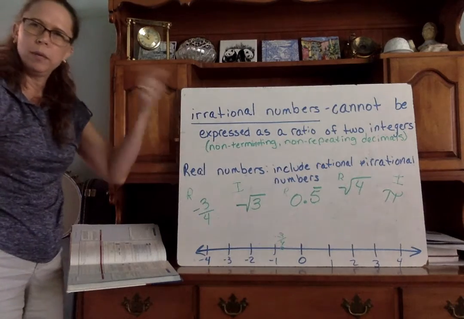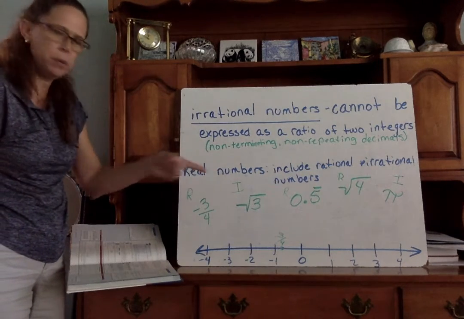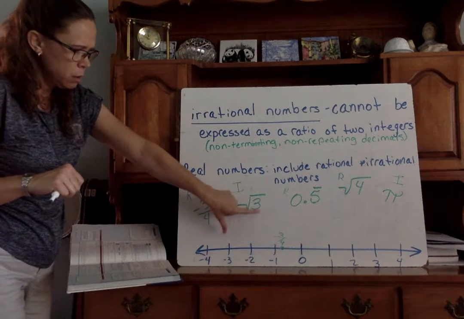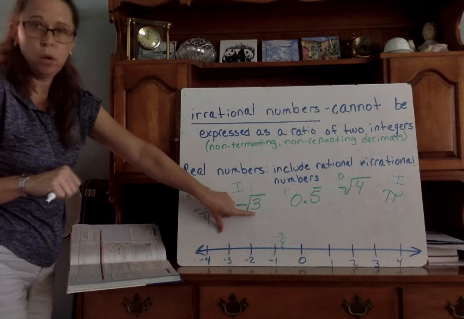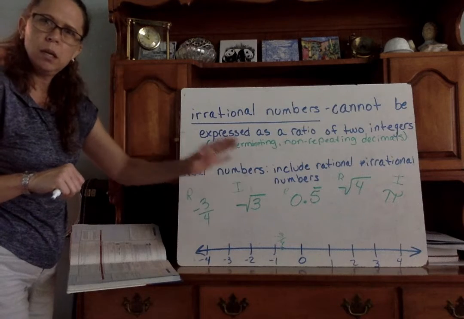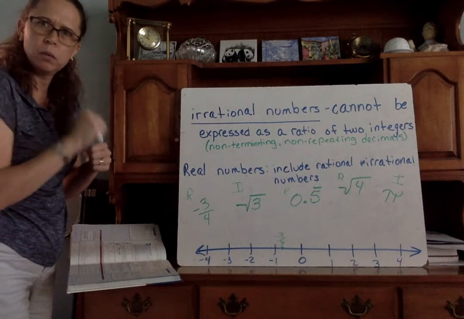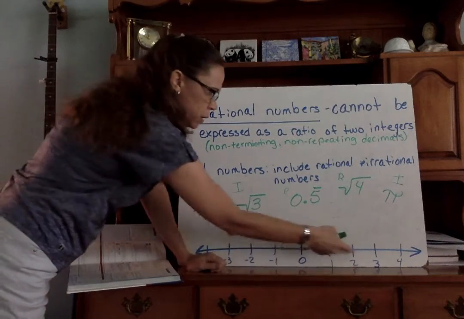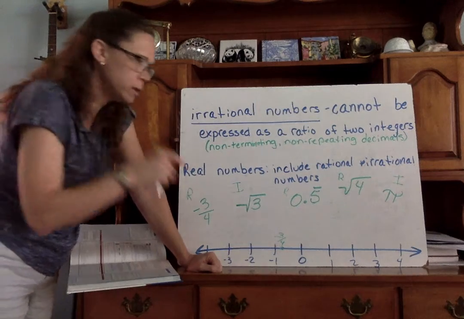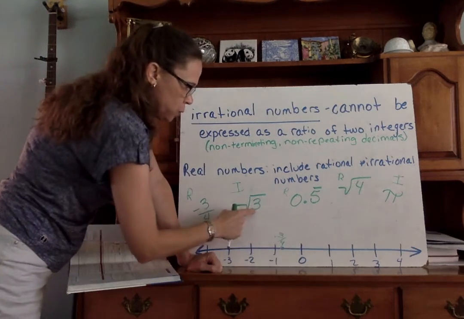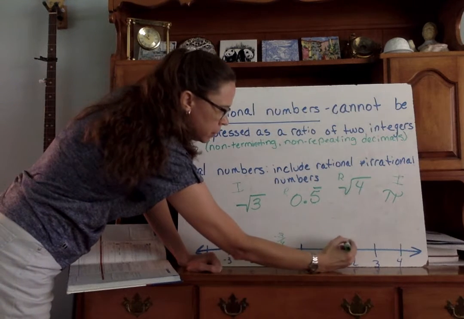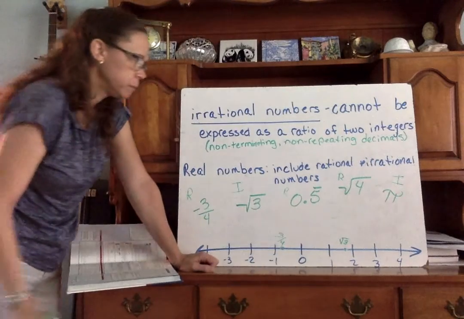Radical 3. Well, this is where I have to think about what two consecutive whole numbers the square root of 3 is between. Well, the perfect square just below that is 1. The perfect square just above it is 4. So it's going to go between 1 and 2, because the square root of 1 is 1, the square root of 4 is 2. But is it closer to 1 or closer to 2? Well, 1 squared is 1, 2 squared is 4, and 3 is closer to 4 than it is to 1. So I'm going to put it right about here. Radical 3, square root of 3.